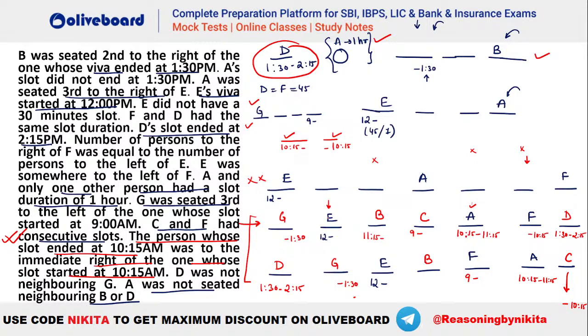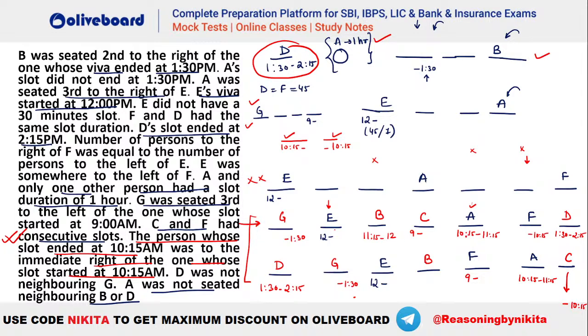Now you can see that E is the one who is starting at 12, isn't it? E is starting at 12 here. So 11:15 to 12 is a 45-minute slot duration. You cannot further divide this duration into two different slots. That means B has to be 11:15 to 12, isn't it? Because the slots have to be consecutive in nature, है ना? So you can see this is going to be 11:15 to 12.